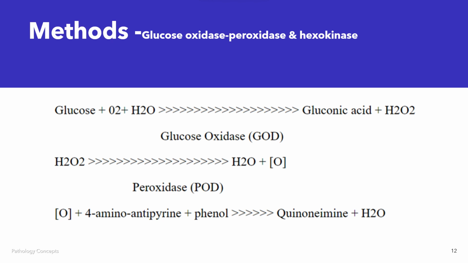The nascent oxygen reacts with 4-amino antipyrine and in presence of phenol, this reaction produces quinoneimine, which is a colored compound that can be analyzed using colorimetric analysis. The intensity of color produced correlates directly to the concentration of glucose in the sample. The colorimetric analysis is performed at 505 nanometer.